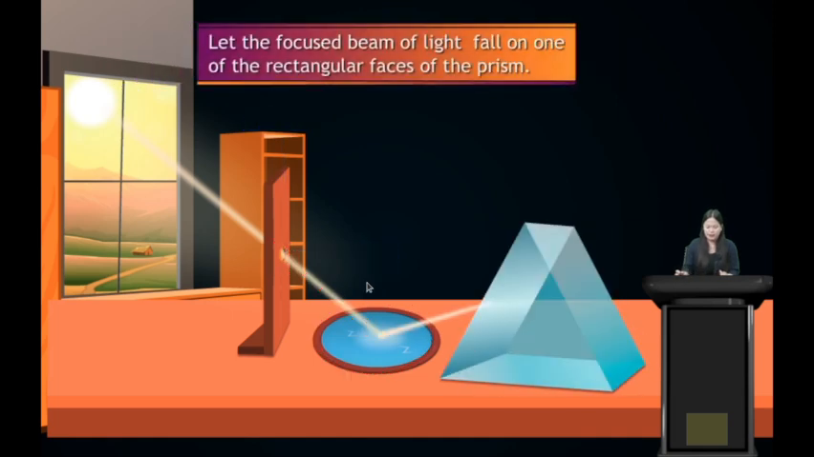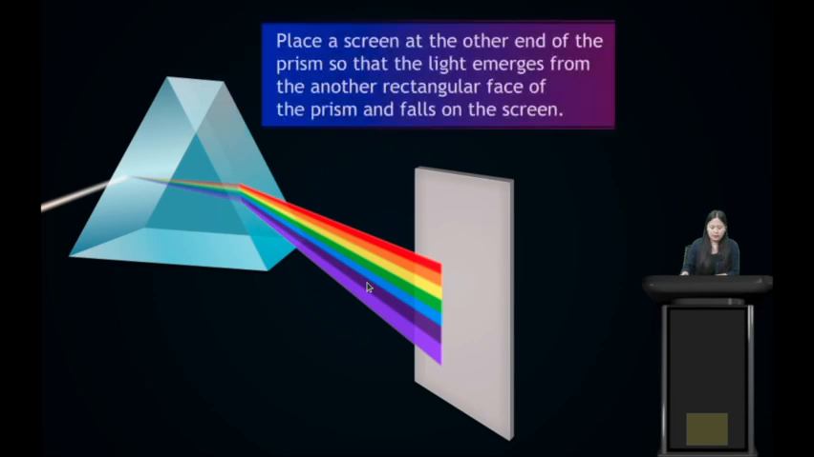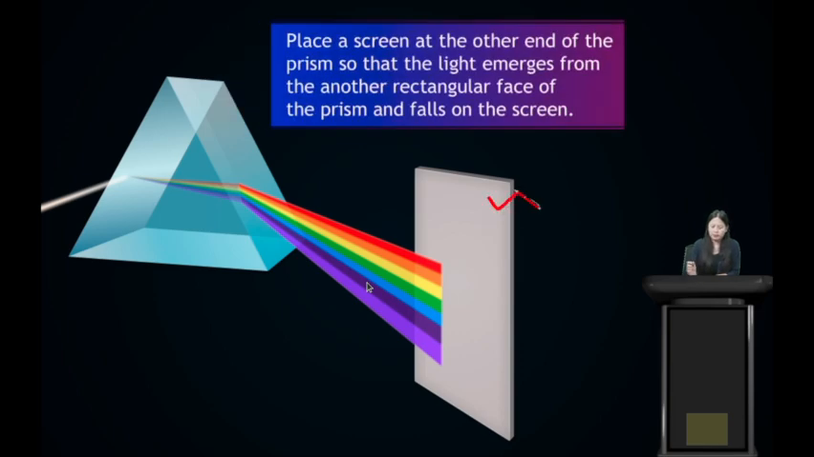The next step we need is the prism. We have the prism here. Place the prism near the mirror so that the focused beam of light falls on one of the rectangular faces of the prism. So here we have light entering the room from the window. It passes through the small slit on the wooden cardboard, falls on the mirror, gets reflected back, and now it is falling on the rectangular face of the prism. Now let's see what happens after this. In front of the prism we will place a screen.